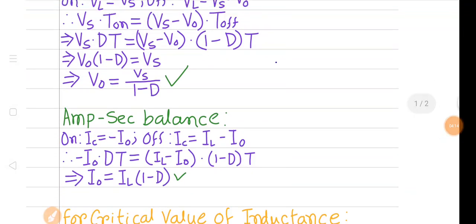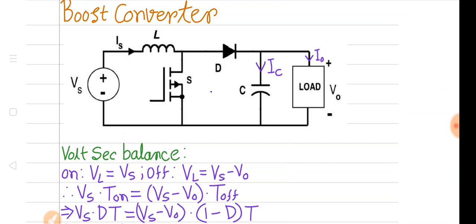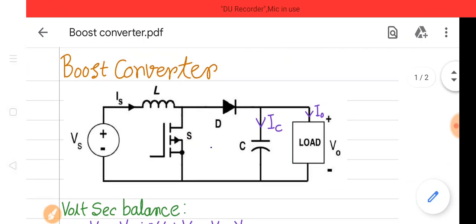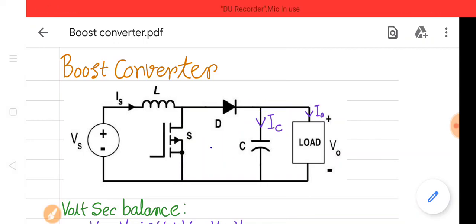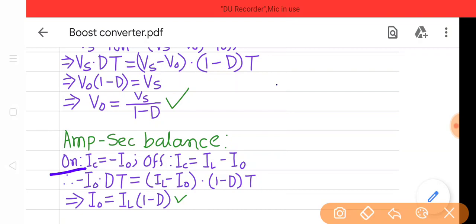Now go to the ampere second balance. Ampere second balance means what? Volt second balance means the average voltage across the inductor is 0, and amp second balance means the average current flowing through the capacitor will be equal to 0. So when the switch is on, this is shorted, so the current here is 0. If we apply the KCL at this node, IC plus IO equals 0. So IC, the capacitor current, will be equal to minus IO, that means output current. See here, when switch is on, IC equals minus IO.